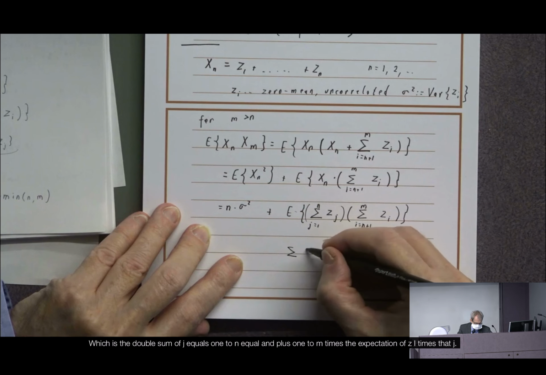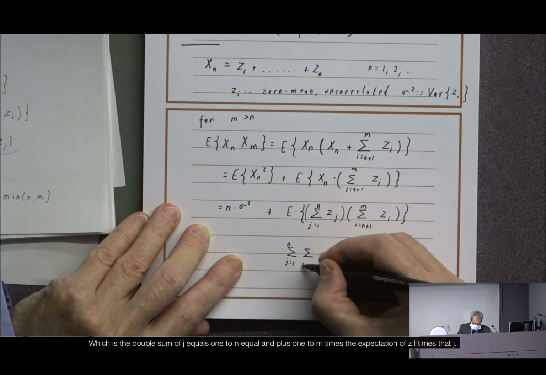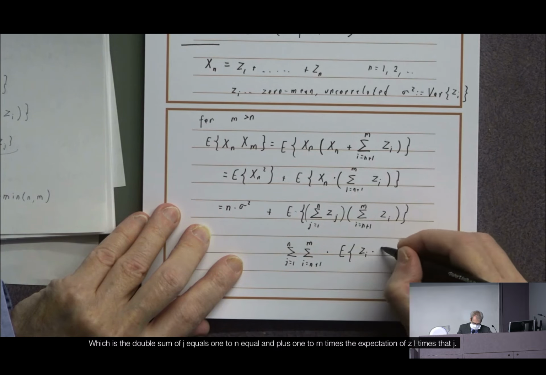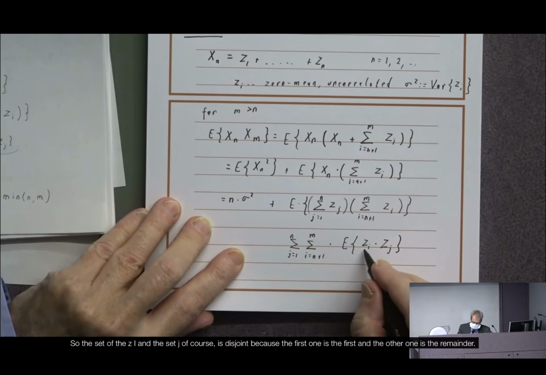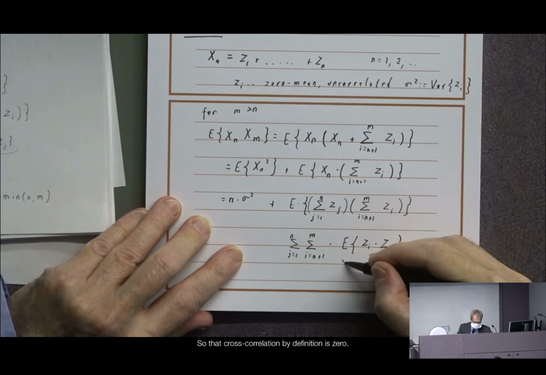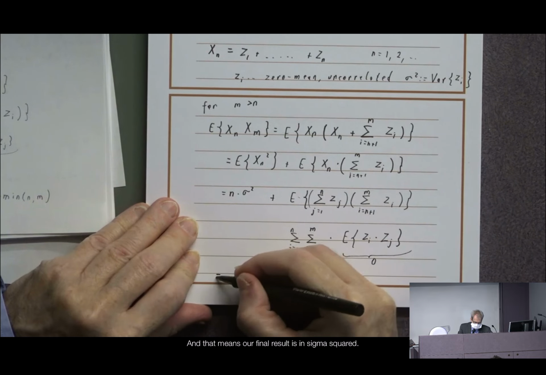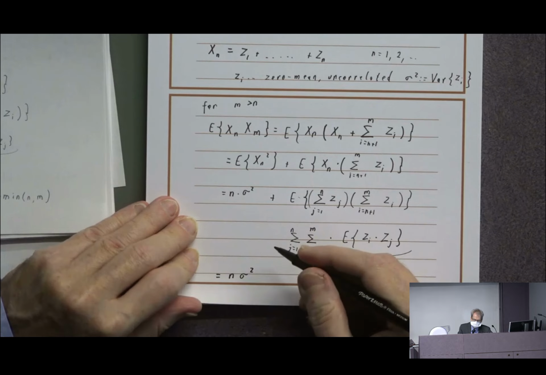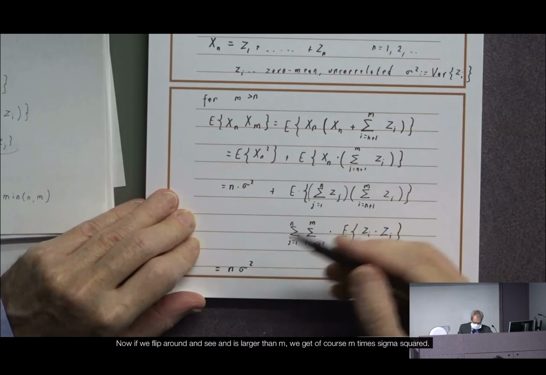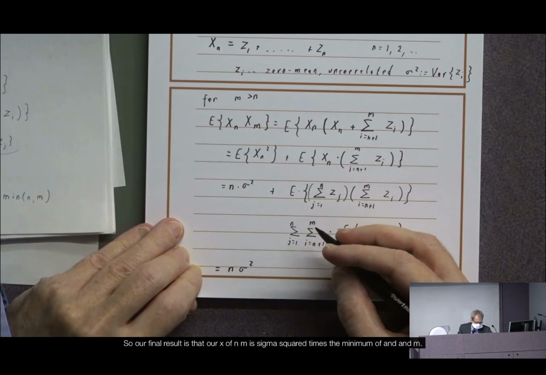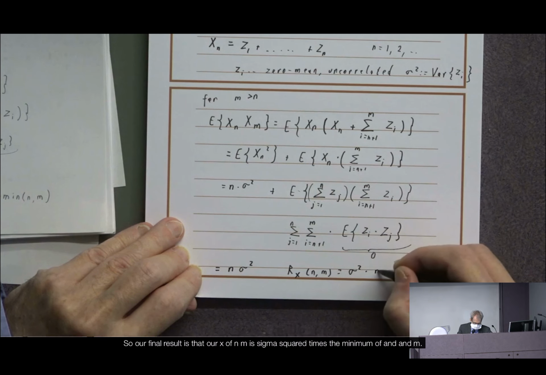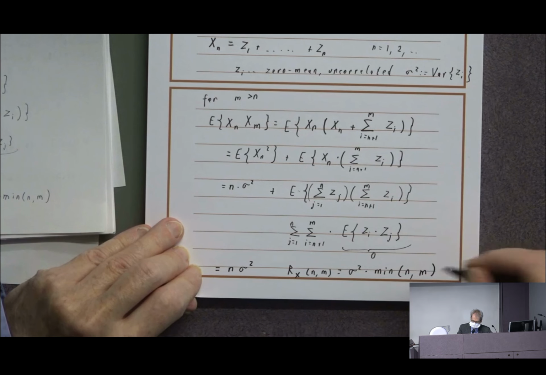which is the double sum of j equal 1 to n, i equal n plus 1 to m, of the expectation of zi times zj. So the set of the zi and the zj, of course, is disjoint, because the first one is the first n, the other one is the remainder. So that cross correlation by definition is 0, and that means our final result here is n sigma squared. Now, if we flip around and say n is larger than m, we get, of course, m times sigma squared. So our final result is that our R_x of n, m is sigma squared times the minimum of n and m.